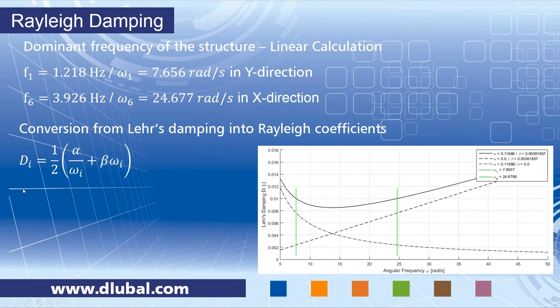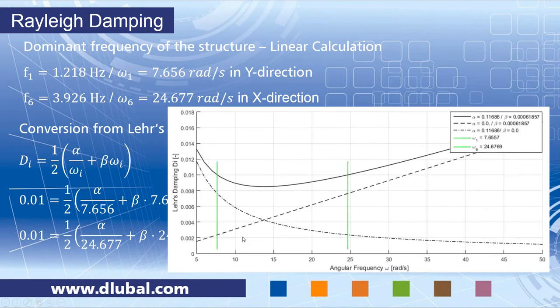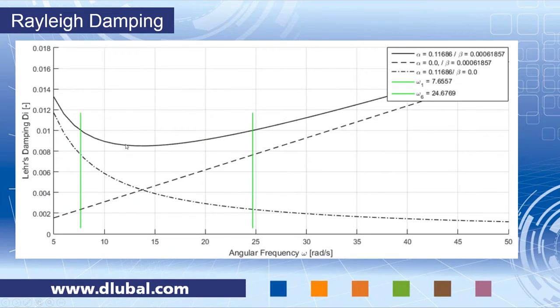And all we have to do now is enter all the values we know. And I want to achieve 1% layers damping. And I just enter my frequencies, in radians per second, because that's omega here, the angular frequency. And so I end up with two equations and two unknowns. That's a system of equations which you can easily solve. And what you get is the solid black line here.